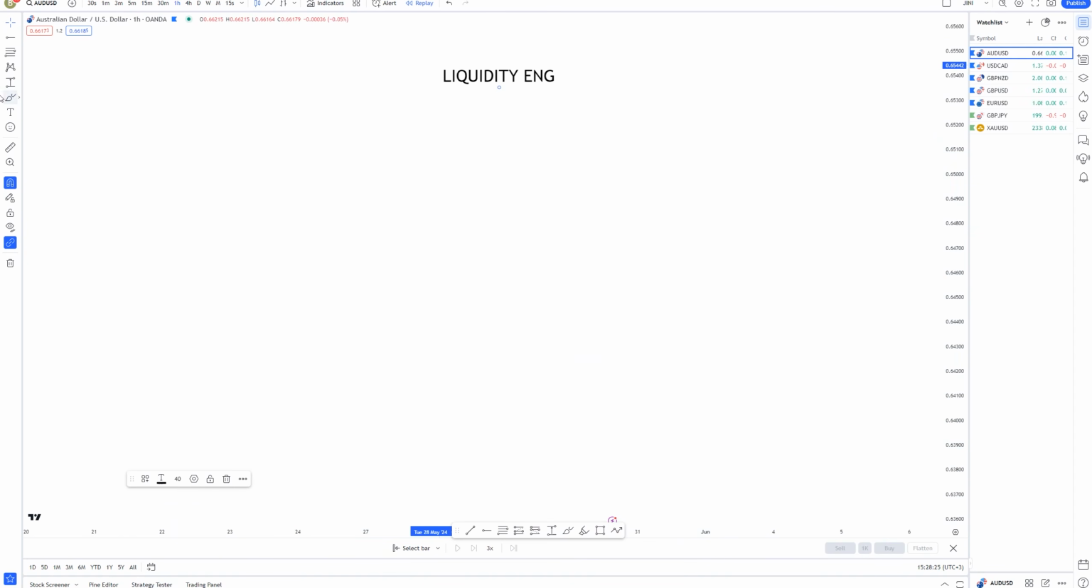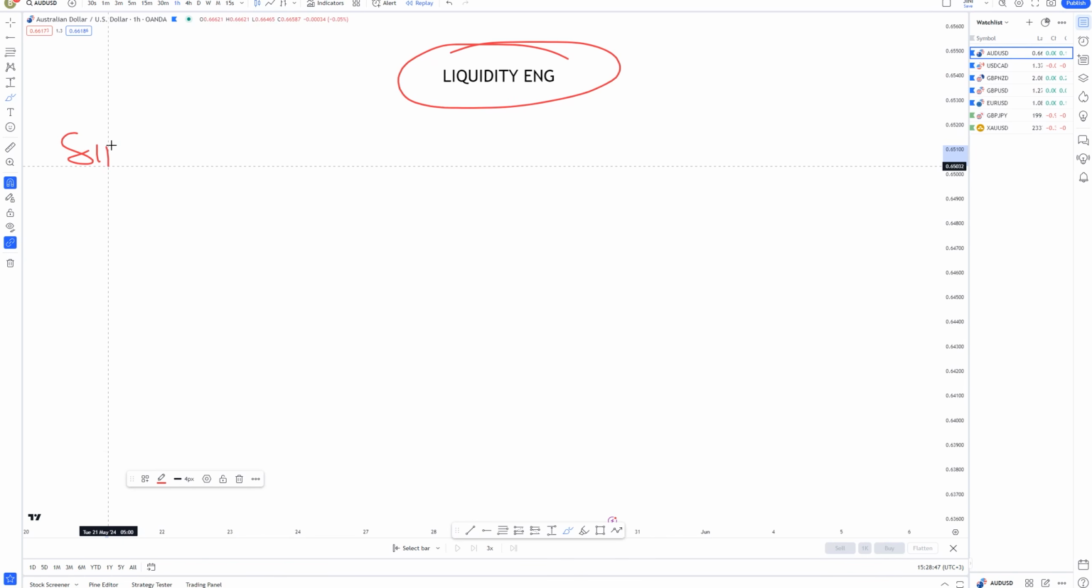Before showing you how to trade them, I would like to talk about three types of liquidity engineering that you have to know, and consider if you want to get great results when you are looking for liquidity engineering. The first type we call simple liquidity engineering. Simple liquidity engineering is just a normal liquidity engineering. It looks like this: the market just breaks up and then breaks down like this.